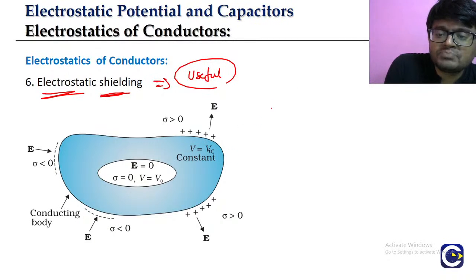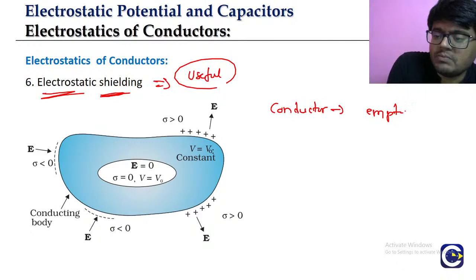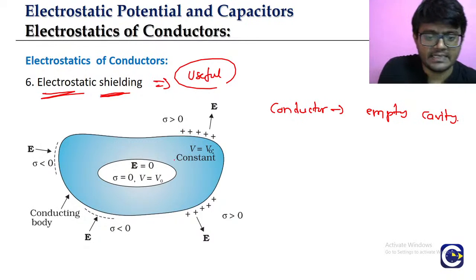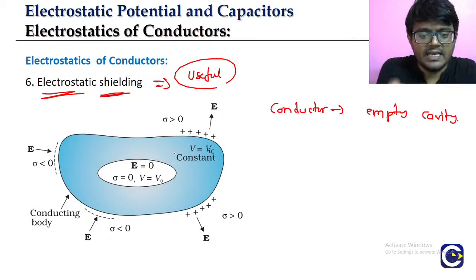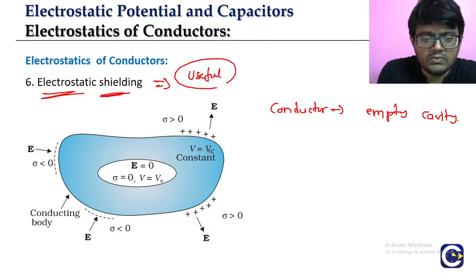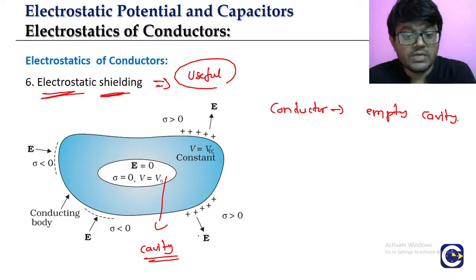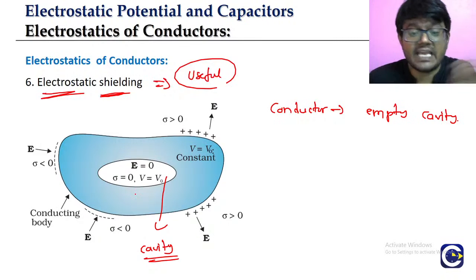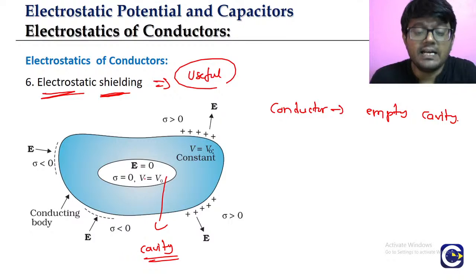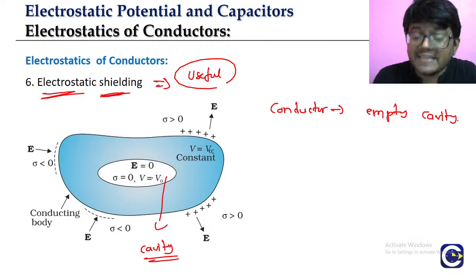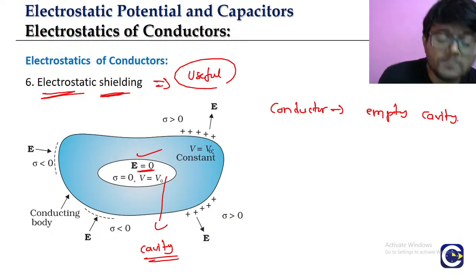If you have a conductor with an empty cavity, this is very important. Here, this is the conductor, the blue we marked, whether it is iron or copper or whatever material. Inside, marked in white, is the cavity, an empty cavity. There is no charge inside the cavity. Then inside that cavity the electric field will be zero.